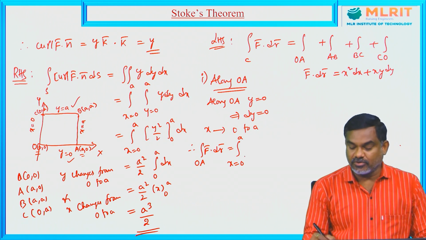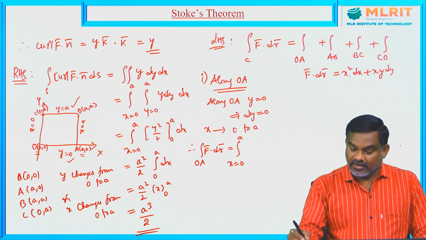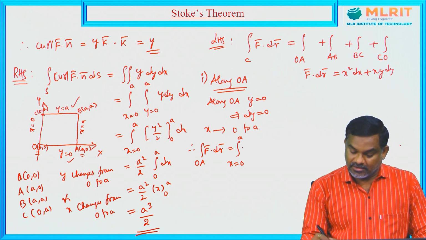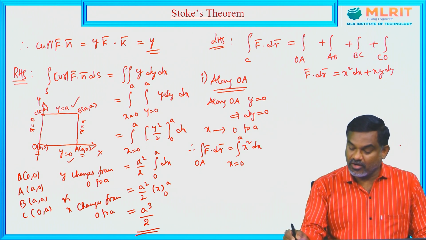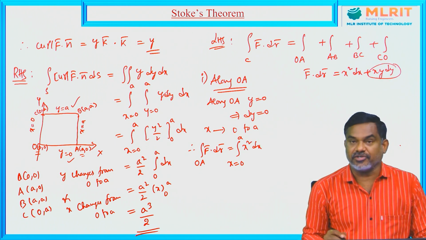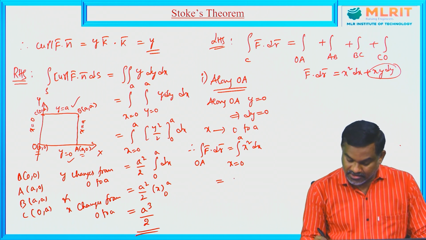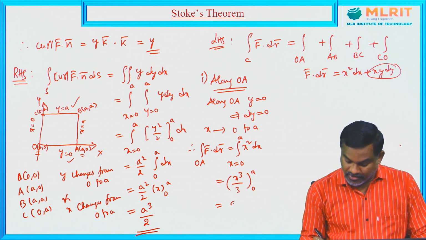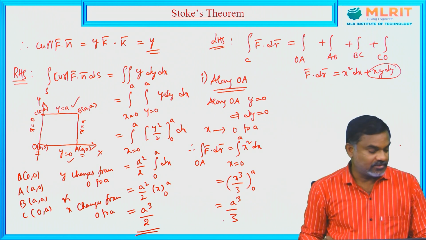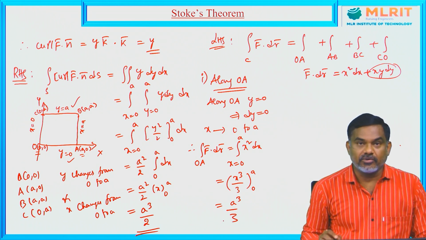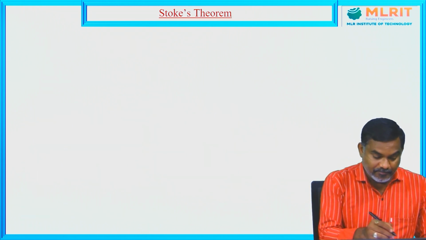Now from x equal to 0 to a, x square dx, and since y is 0 and dy is 0, this term vanishes. So the answer is x cube by 3 from 0 to a. So a cube by 3. The first one is over. Now we need to calculate the second along AB.